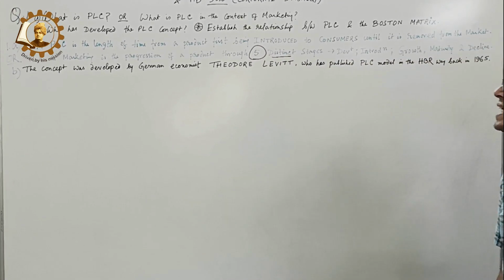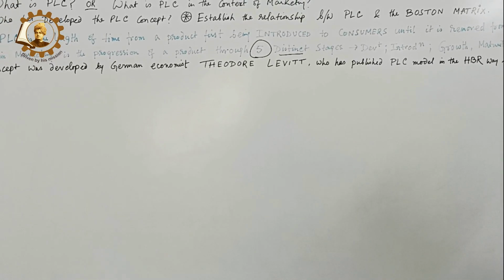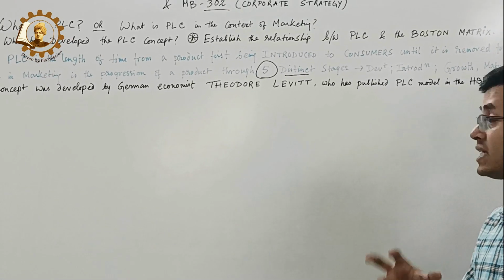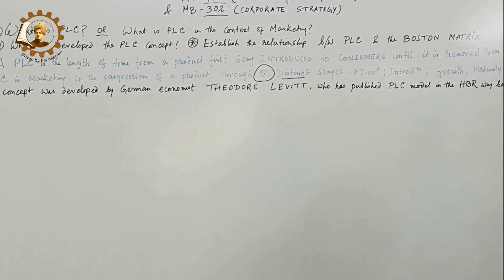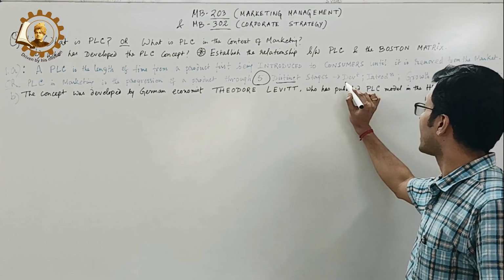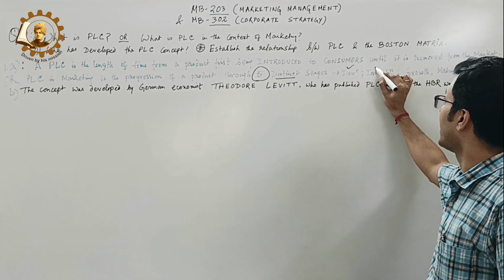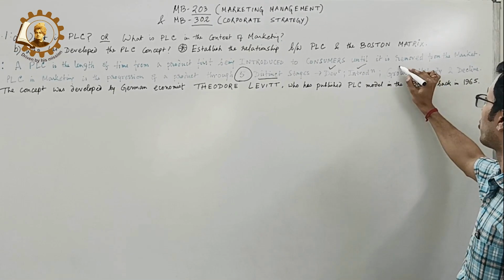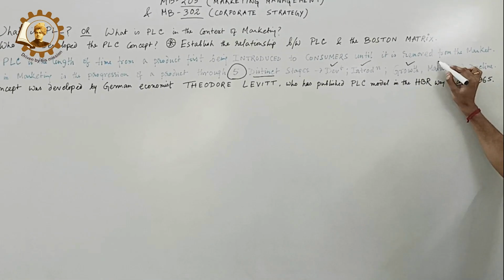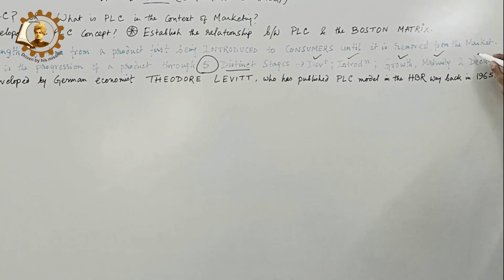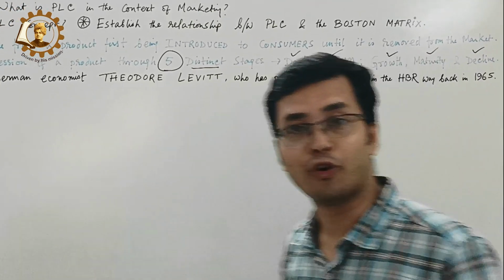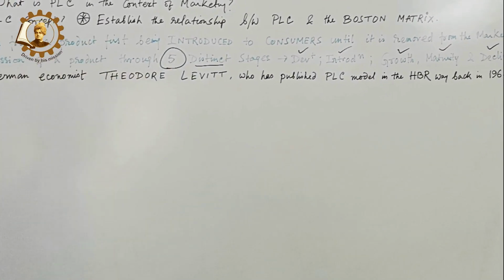So PLC in marketing is the process of a product which is developed through 5 distinct phases. The starting is the development, then you have the introduction, then the growth of the product, then it gets matured, and then it has a normal downfall, which is the decline of the product, right?